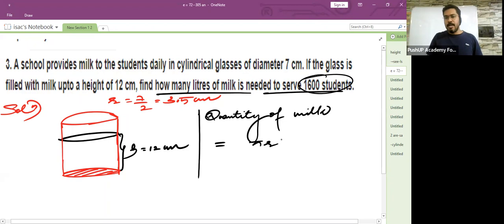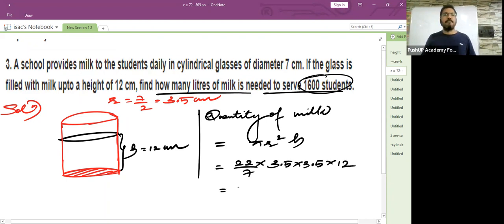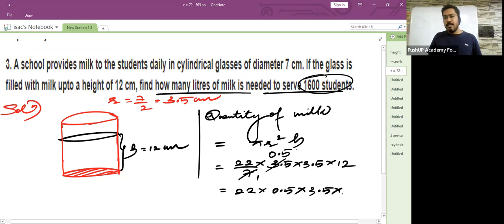It is equal to pi r square h. Pi is what? 22 by 7 into r, which is 3.5. So 3.5 into 3.5 into its height, which is 12. Okay, do it. 7 ones are 7 into 0.5. So 22 into 0.5 into 3.5 into 12.